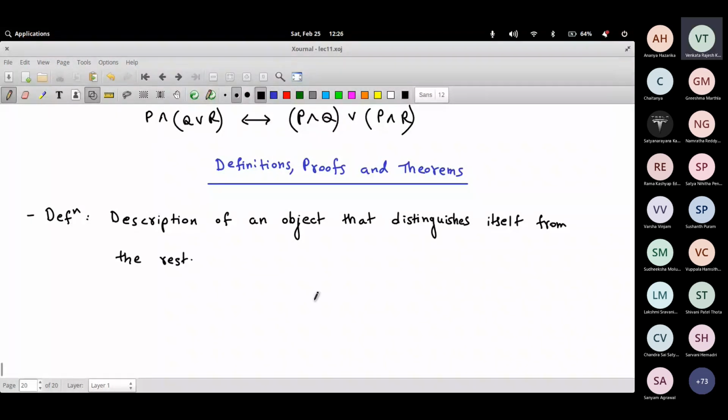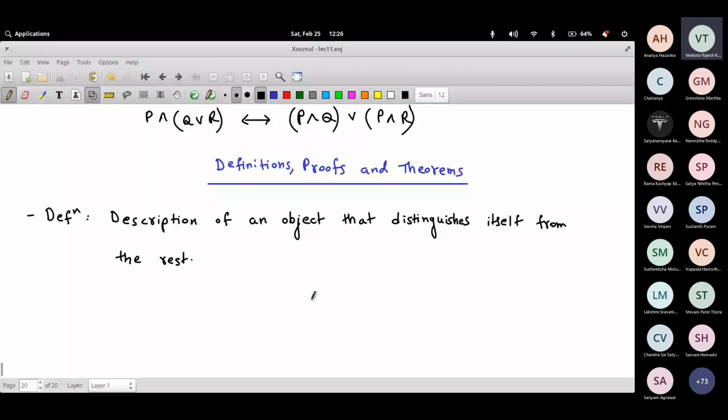Okay, we all know description of an object itself does not make a definition. For instance, I can say my pen is black, my laptop is black, my table is brown. I can make such statements, but they're not definitional statements, right? A definition should be a description such that it separates this object from the rest. Okay, so such a description is a definition.